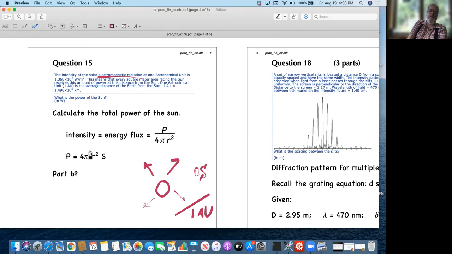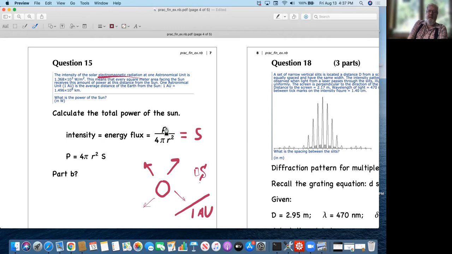the intensity, so that's S, is the total power of the sun divided by 4 pi r squared. So this is like the total power divided by the total area. Well, the flux will be the same in all directions. And so no matter where you put the 1 square meter, it's going to be the same amount of power going through that 1 square meter.